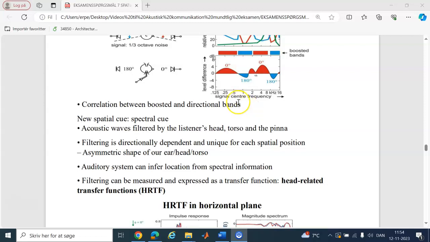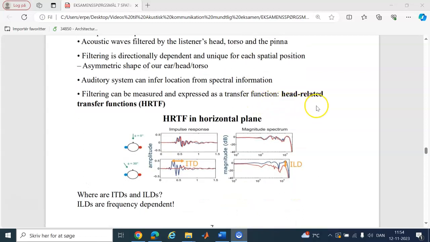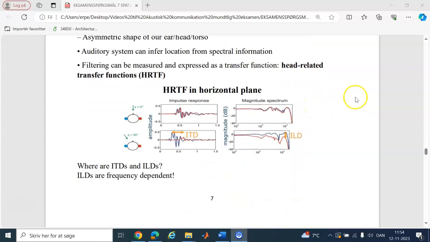HRTF in horizontal plane. Yeah, and what are the ITDs and ILDs? ILDs are frequency dependent. Yeah, okay. You have some impulse response. Okay, magnitude spectrum for ITD and ILD.